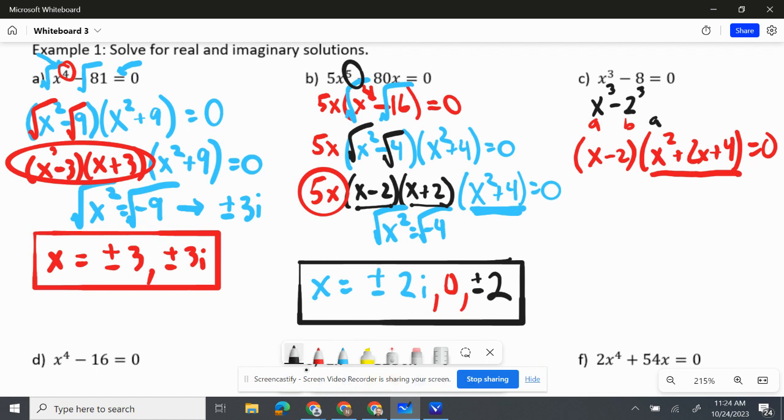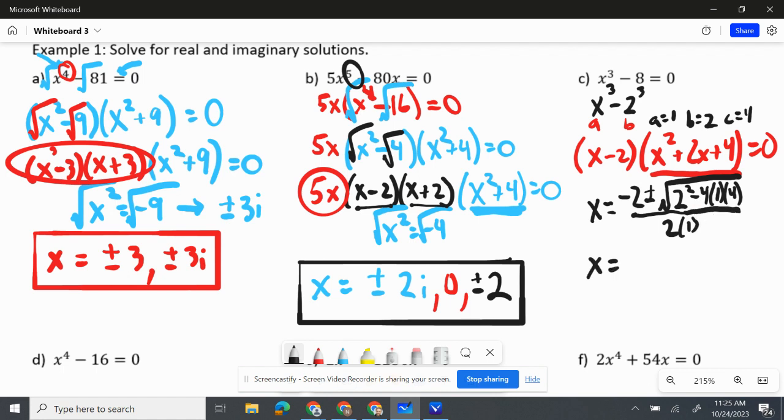If you remember, a is 1, b is 2, c is 4. So we go x equals negative 2 plus or minus the square root of 2 squared minus 4 times 1 times 4, all over 2 times 1. So I'm going to simplify this some more. Negative 2 plus or minus the square root of 2 squared, which is 4, minus 4 times 1 times 4, which is 16.